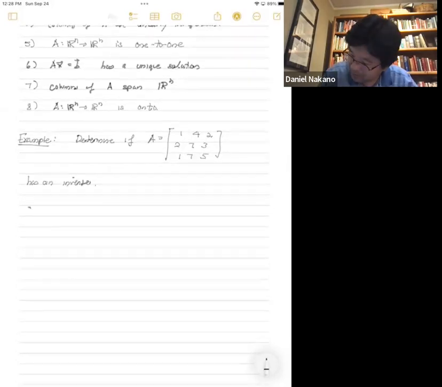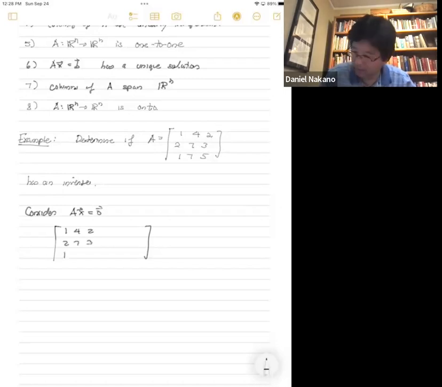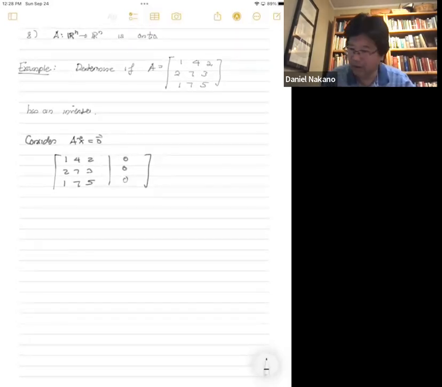So consider AX equals 0. Okay, so let's just do this. And we actually know how to do this fairly quickly. 1, 4, 2, 2, 7, 3, 1, 7, and a 5. And 0, 0, 0 here. Okay, so we can do that.